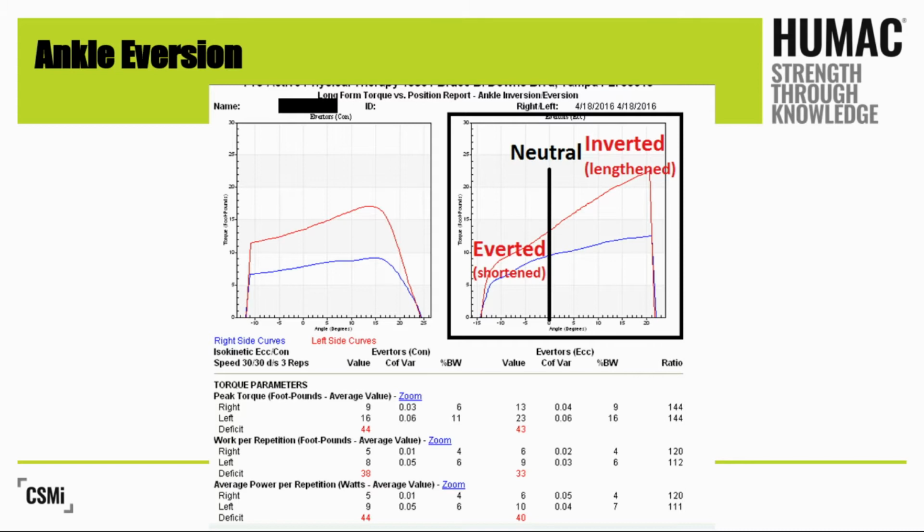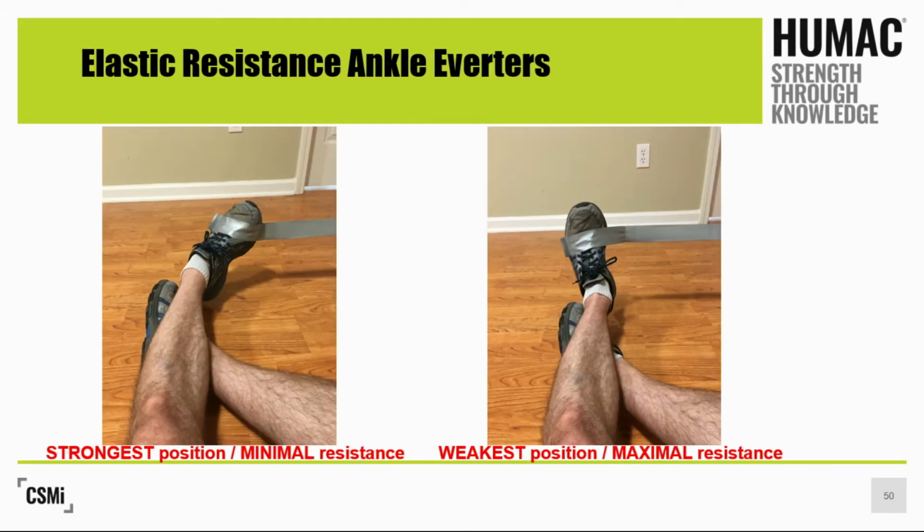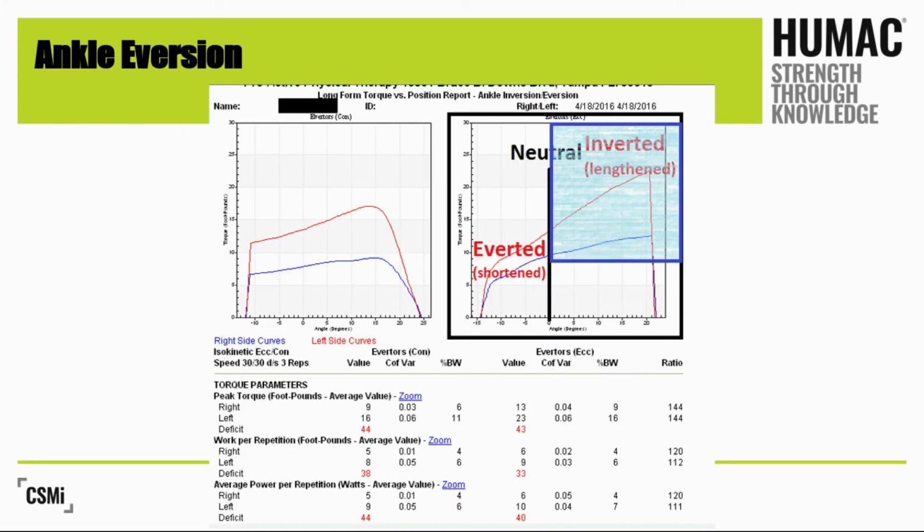In fact, it's about twice as strong for this test. But let's think about how we traditionally isolate everters in rehab. Here I am with an elastic resistance on my left ankle working my everters. In the picture on the left, my ankle is inverted, but the band resistance is minimal. So if we flash back to the graph, you can see that's where my muscle is actually its strongest.